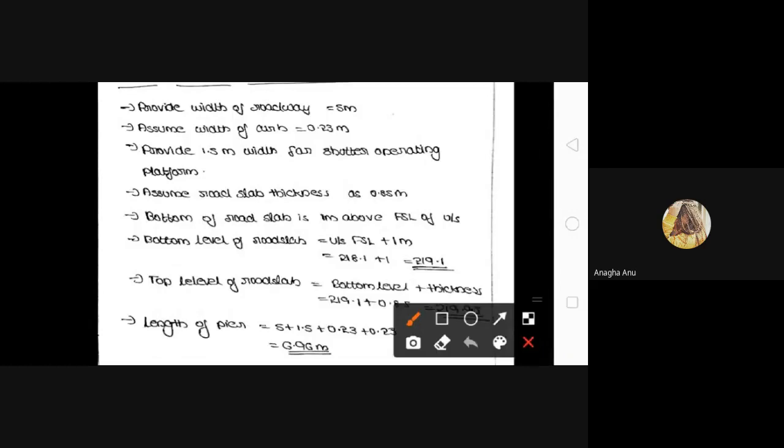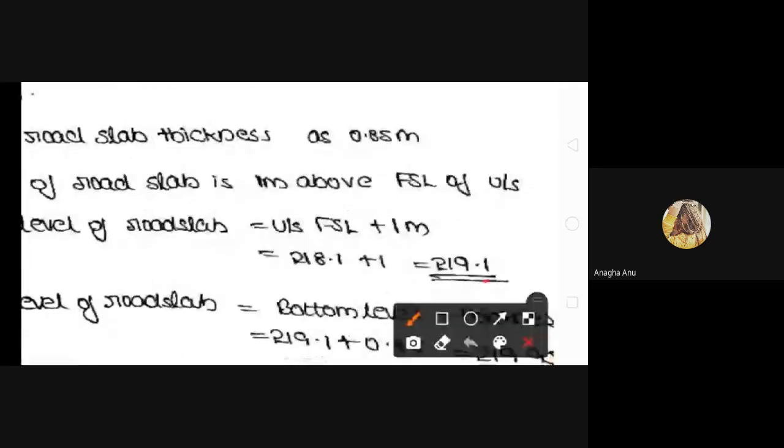Okay. In the last class, we determined the bottom of road slab, which is provided at 1 meter above FSL of upstream. That 1 meter is taken as the freeboard. Here we assume the freeboard as 1 meter, and we also find that the bottom of road slab is 1 meter above the FSL of upstream. We know that the FSL of the upstream is 218.1. So the bottom level of road slab will be equal to upstream FSL plus 1 meter, that is 218.1 plus 1 meter, which is equal to 219.1.